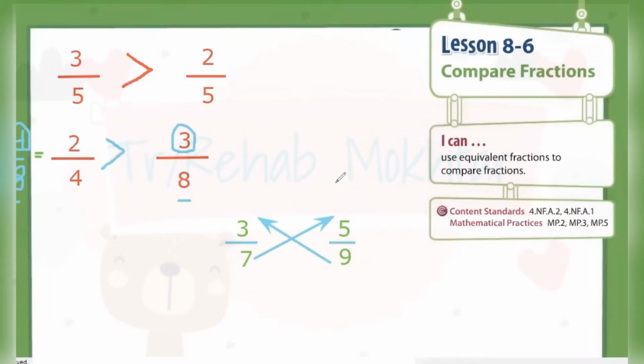7 times 5 equals 35. 9 times 3 equals 27. Teacher, which is more? 35 is greater than 27, or 27 is less than 35. Let's make sure. I will multiply 7 times 9 to find a common denominator. 7 times 9 equals 63. And here 3 times 9 equals 27.